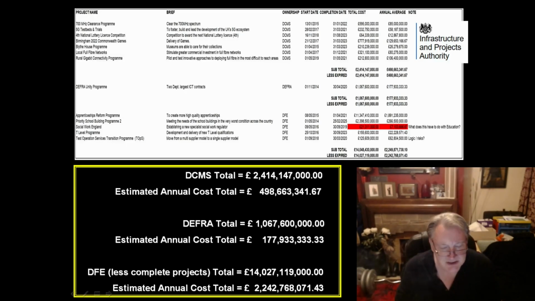Then the second one that I've identified here is the TOPS project, and moving from a multi-supplier to a single supplier, which I kind of understand, because this is about the testing services. Again, I don't quite understand why that's necessarily something that's being put out as a project. I mean, yes, the testing systems.